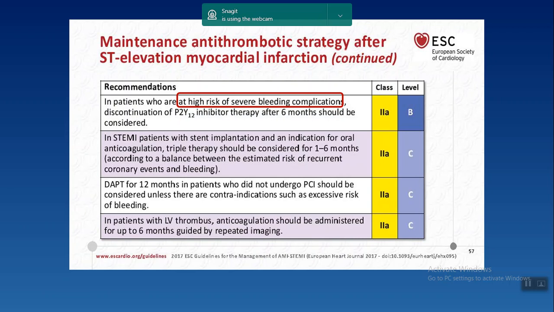Some patients who present with ST segment elevation acute myocardial infarction and have another indication for oral anticoagulation, triple therapy should be considered for 1 to 6 months according to the balance between the estimated risk of recurrent coronary events versus bleeding.